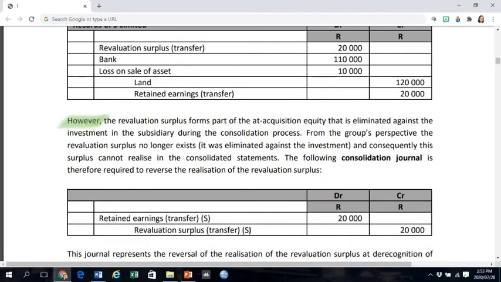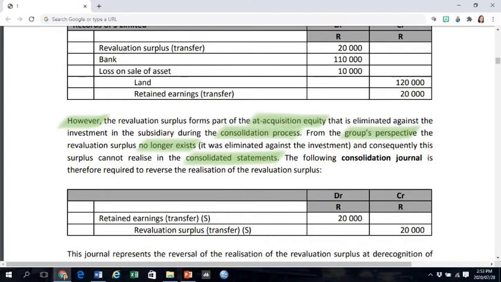However, this revaluation surplus forms part of the at-acquisition equity of the subsidiary that is eliminated against the investment in the subsidiary during the consolidation process. So from the group's perspective, this revaluation surplus no longer exists. It was eliminated. Consequently, this surplus cannot realize in the consolidated financial statements.